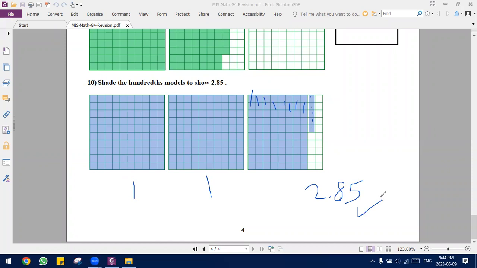So one type of question, you have the shaded model. You need to write it as decimal, or the opposite way. You have it as a decimal, you need to shade it.